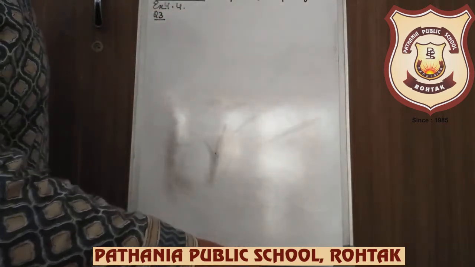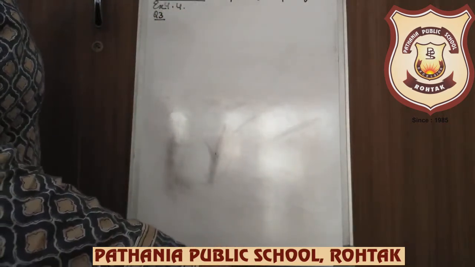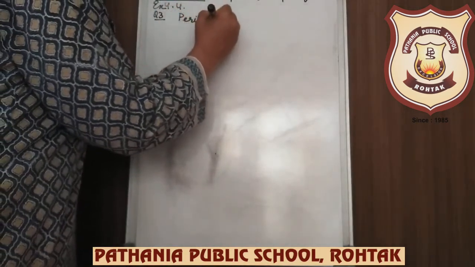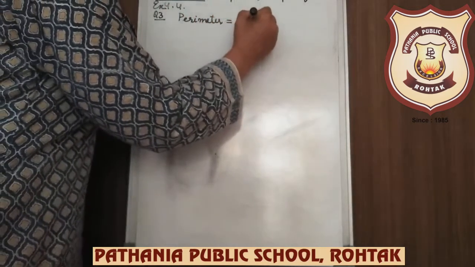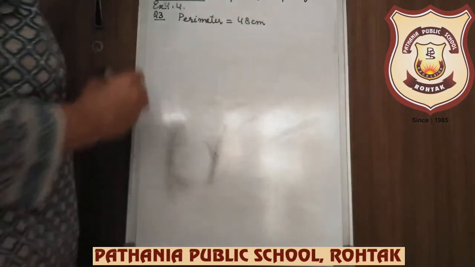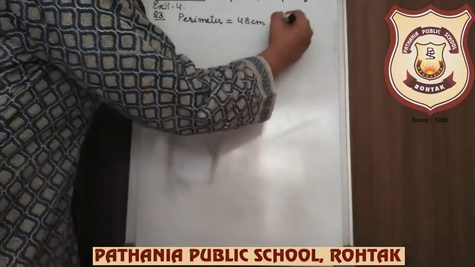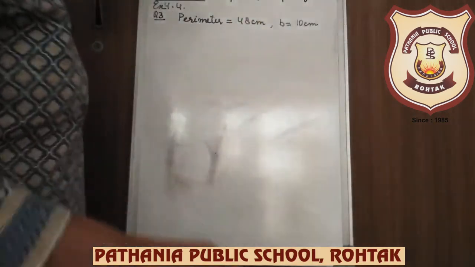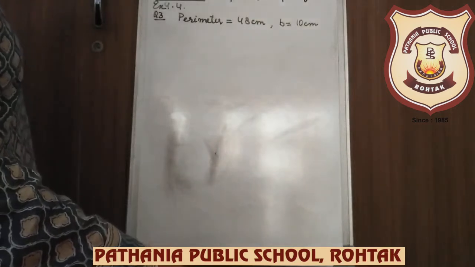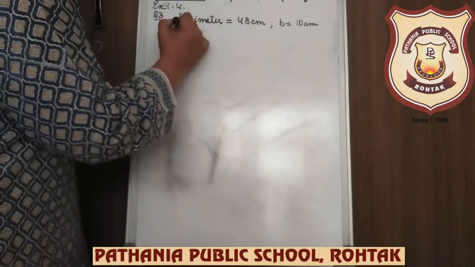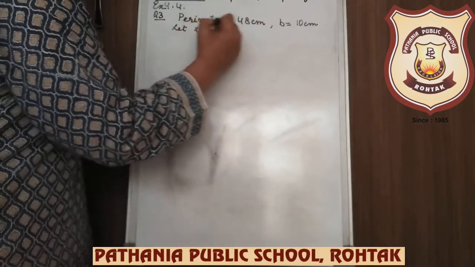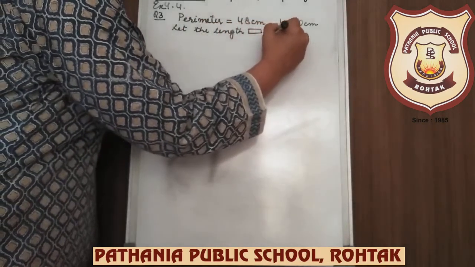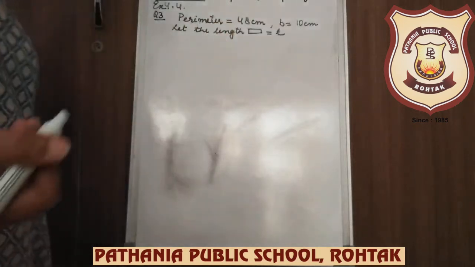which says if the perimeter of a rectangle is 48 centimeter, and its breadth is 10 centimeter, find the length of the rectangle. So let the length of the rectangle be L. Take it as L. Clear?